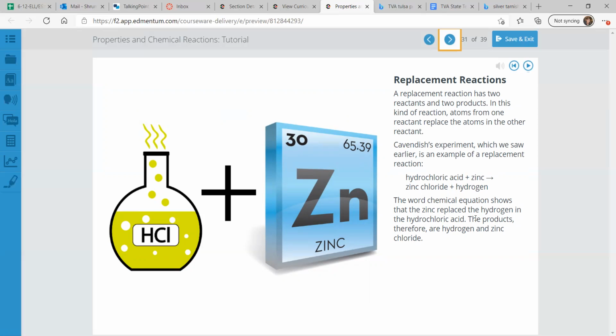And the word chemical equation shows that the zinc replaced the hydrogen in the hydrochloric acid. So you see how hydrochloric acid is in this present state over here. Then the zinc switches, zinc chloride plus hydrogen, and kicks out the hydrogen. So this is like a home wrecker. This is a replacement home wrecker type of deal. And the word chemical equation shows that the zinc replaced the hydrogen in the hydrochloric acid. The products, therefore, are hydrogen and zinc chloride.